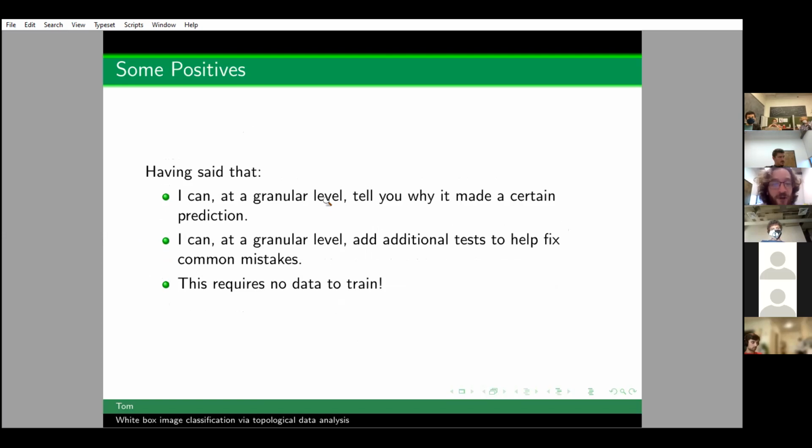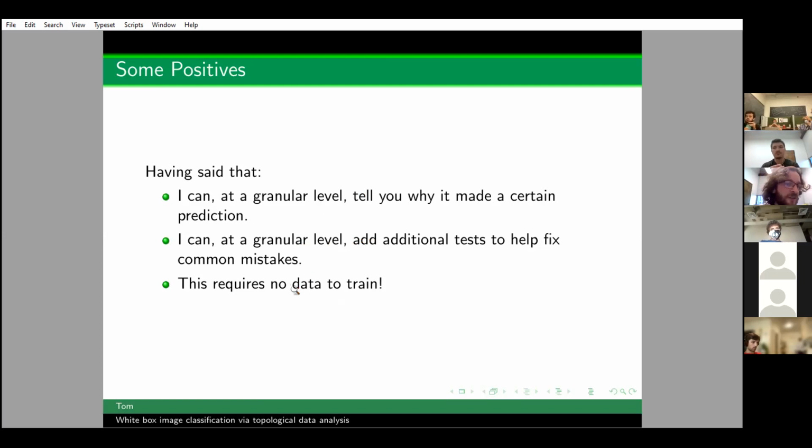So at a granular level, I can tell you why it made a certain prediction, right? I did some sort of reflections and through some line segments, calculated homology. And additionally, based on that, you can look at where it's getting things wrong, and you can just add additional tests to help fix common mistakes. So in that aspect, I kind of like it.